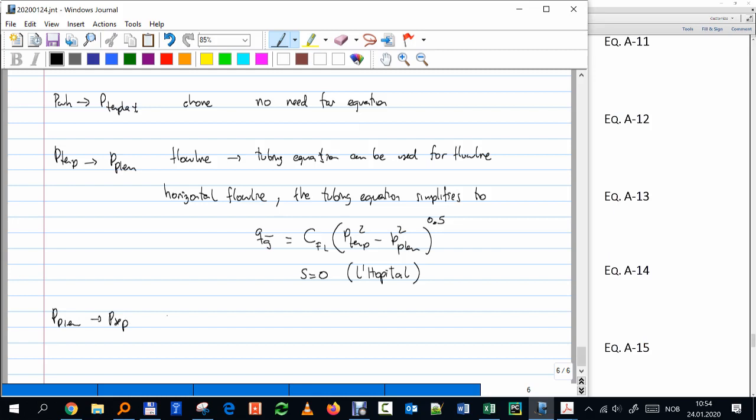And then for the pipeline, P plem all the way to P separator, we're going to use actually the same equation. Okay, we're going to use QG is CPL, P plem minus P separator squared, to the power of 0.5.